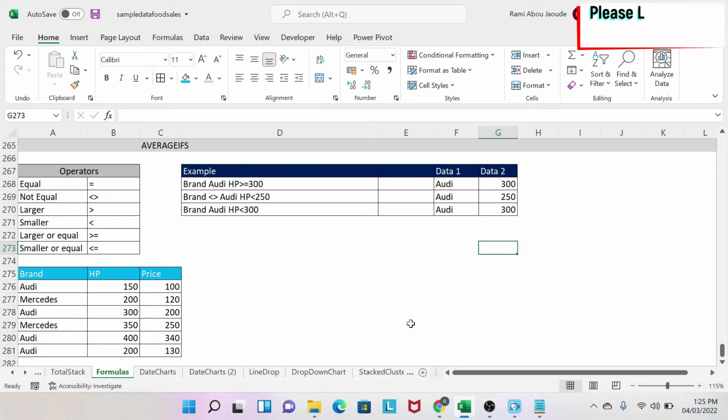The objective of this lesson is to understand the AVERAGEIFS formula in Excel, which is different than the AVERAGEIF formula. If you want to know about the latter, I will put a link in the description for my other video on this formula.